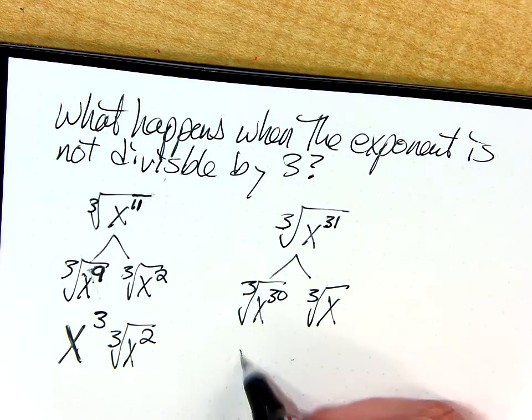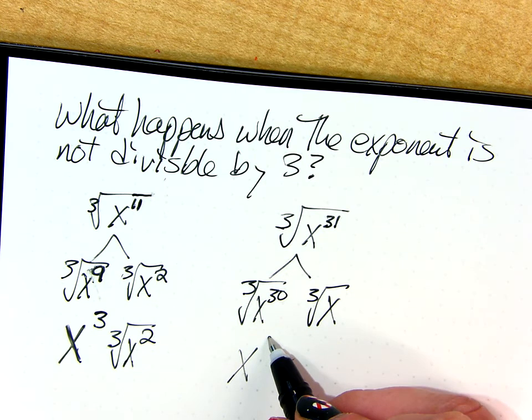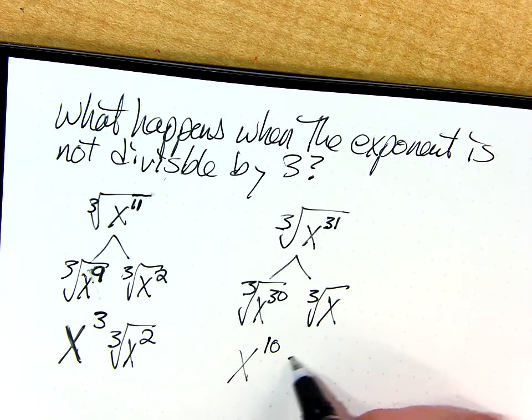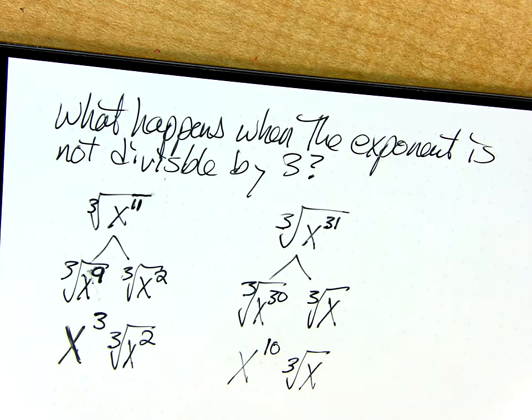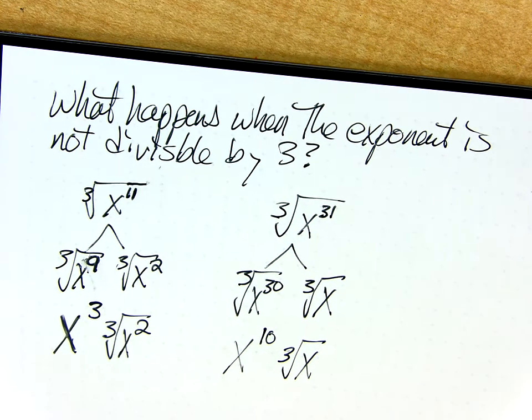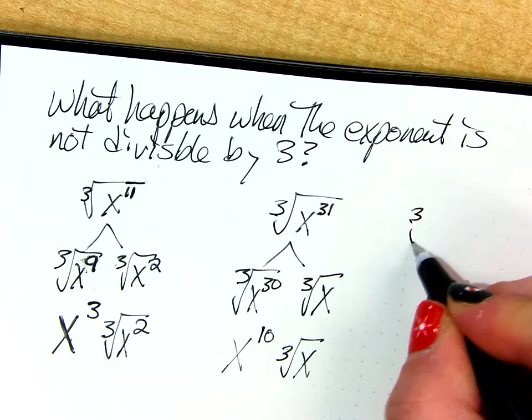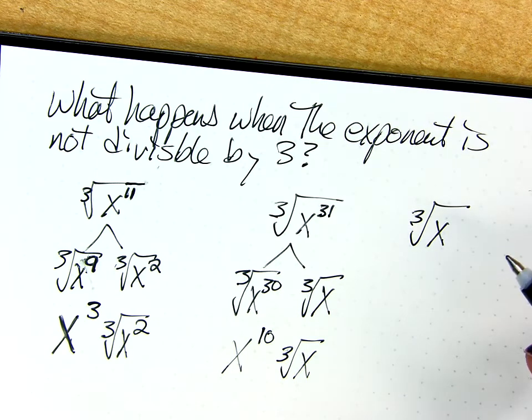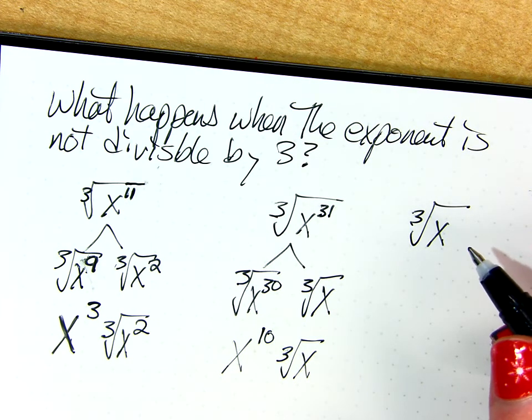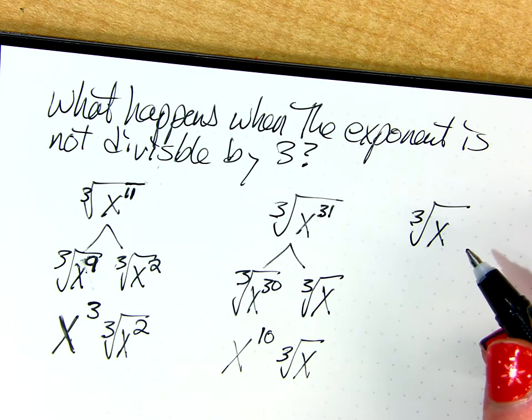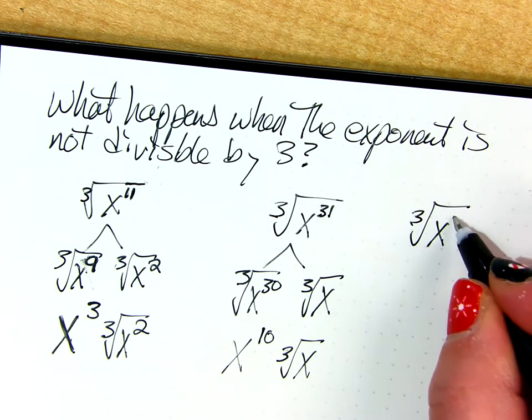So this first thing is now x to the 10th, and then that just stays cube root of x. Okay, you try this one. Cube root of x to the, let's do 26th.